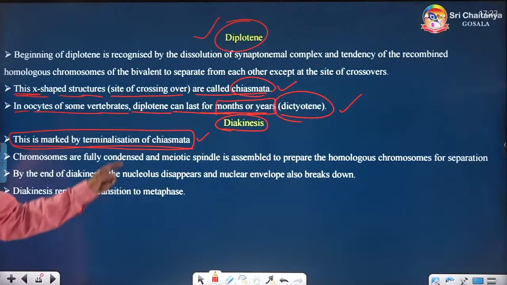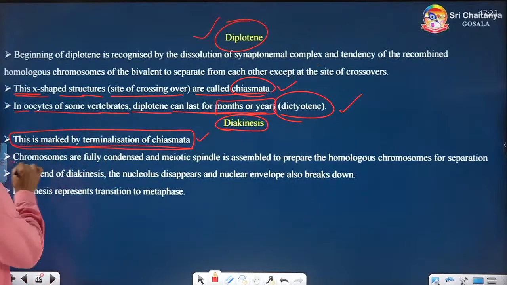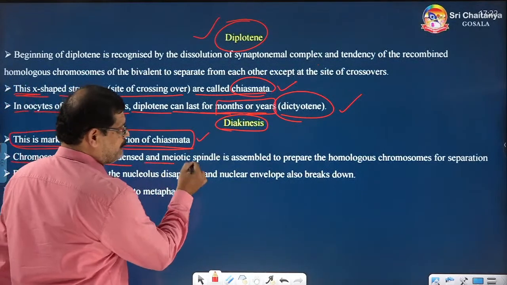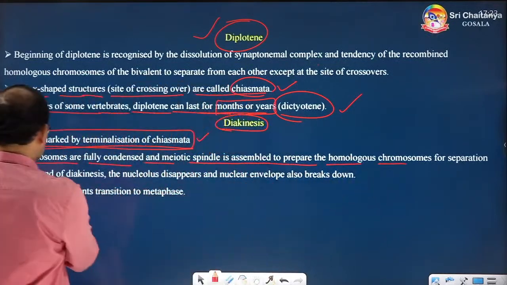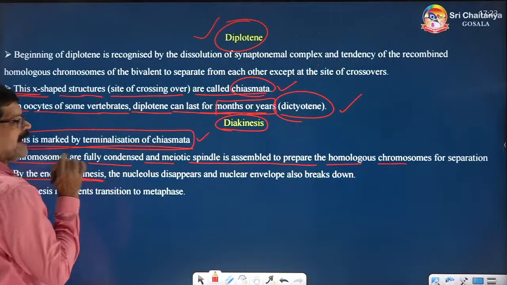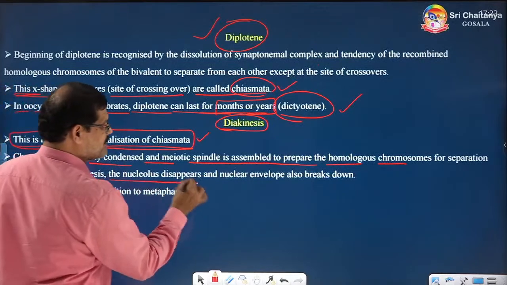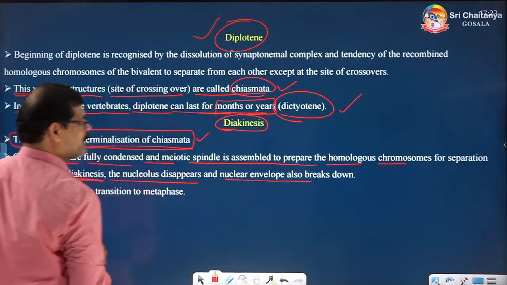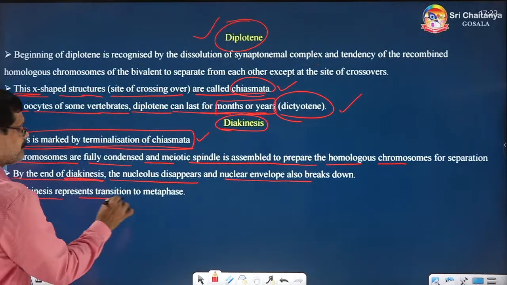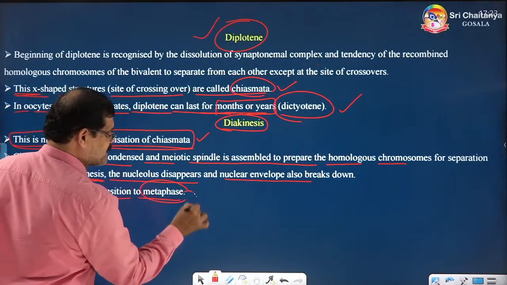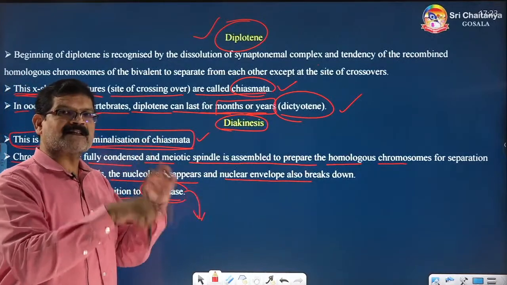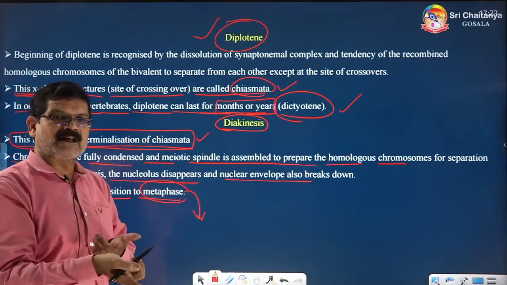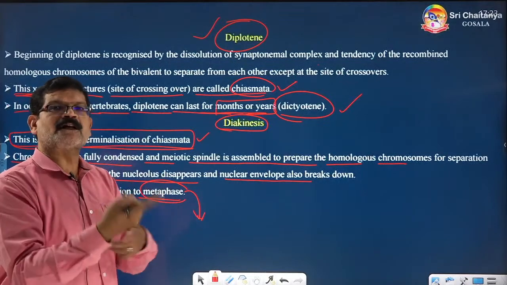Terminalization of chiasmata is marked by this stage. The chromosomes are fully condensed and the meiotic spindle is assembled to prepare the homologous chromosomes to separate by the end of diakinesis. The nucleolus disappears and the nuclear envelope breaks. Diakinesis represents the transition to the next stage, which is called metaphase. Prophase is done. Next it will be going to metaphase 1, anaphase 1, telophase 1.